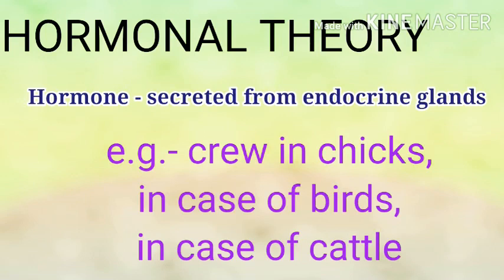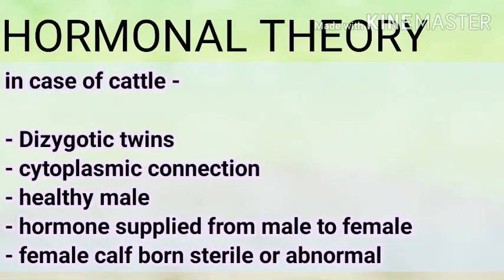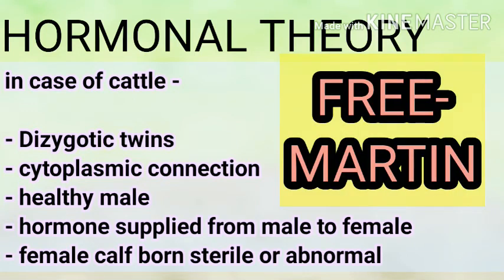So what happens in the case of cattle? When twin calves of opposite sex are born, the female is usually somewhat abnormal and sterile. Such a calf is called a freemartin. Here the male is healthy but the female is not.